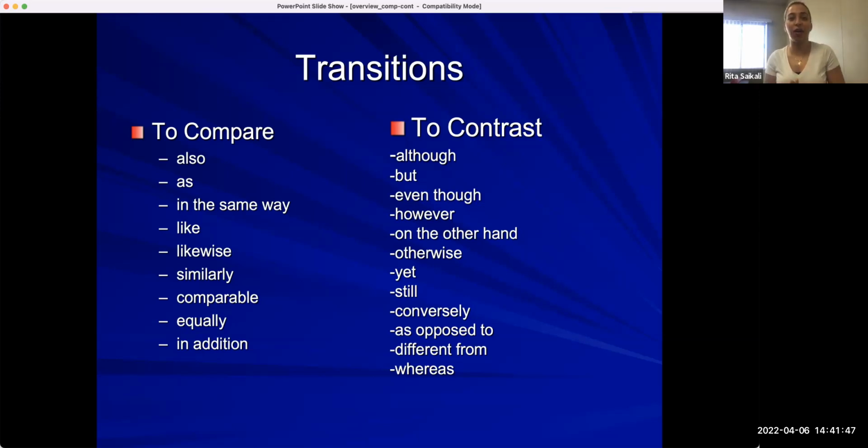Which means that they are almost like the similarities, right? So the first side is really just the similarities between them. The second side is the contrast between them. So although, but, even though, however, on the other side, otherwise, yet, still, conversely, as opposed to, different from, and whereas. Okay, so again, these are words within the sentences that you can use to help you transition from one place to another. Yes?